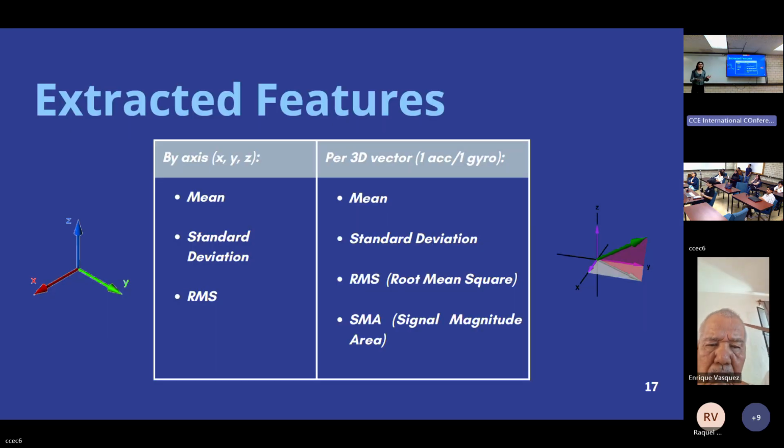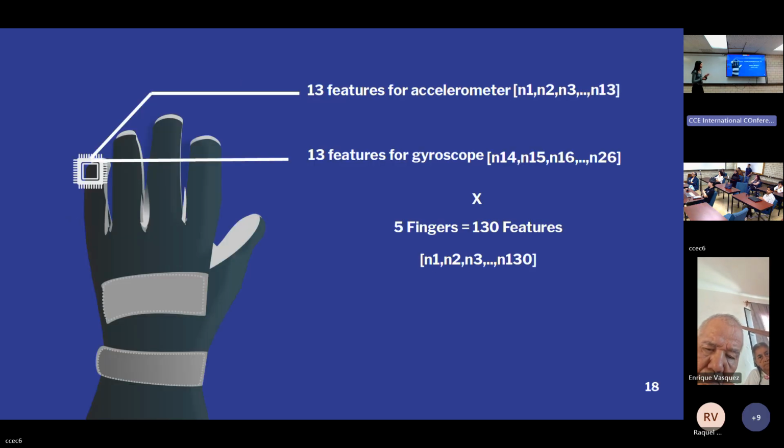Now that we had all of our graphs filtered, we then went on to extract features from them. So we decided to do bi-axis, X, Y, and Z for both accelerometer and gyroscope, but also we decided to use the 3D vectors that were produced from this. So we actually also used those. And for both of them, we applied mean, standard deviation, root mean square. But for the 3D vector, we applied also signal magnitude area. So what that gave us at the end was 13 features per accelerometer and 13 features for gyroscope per finger. By 5 fingers, we have a total of 130 features. So a vector of 130 that represents a whole gesture for the whole hand.